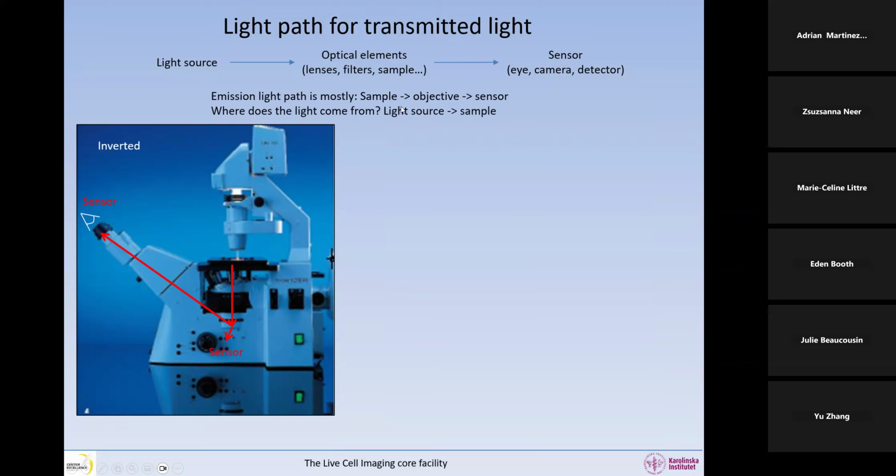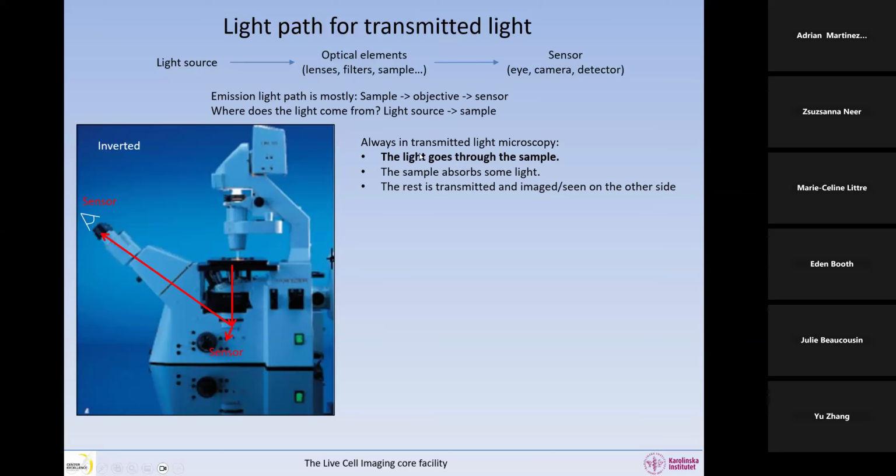But where does the light come from? So where is the excitation? What is the excitation light path? So the light comes from the light source and it goes to the sample. Because it is something that is always true in light microscopy, because we are talking about transmitted light, the light goes through the sample.